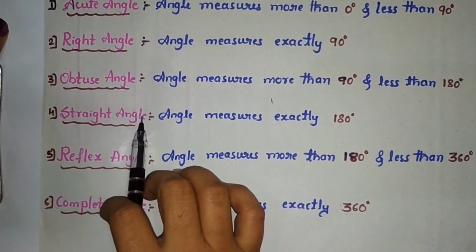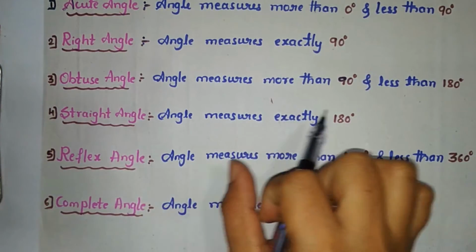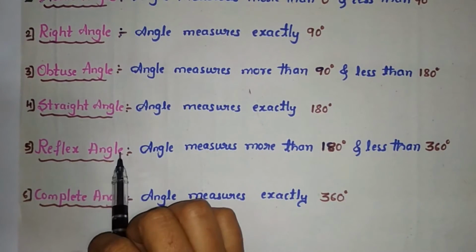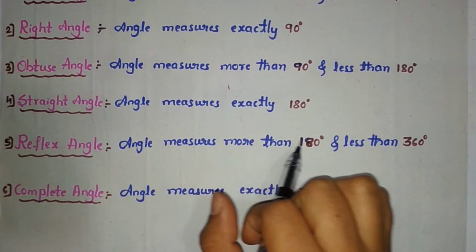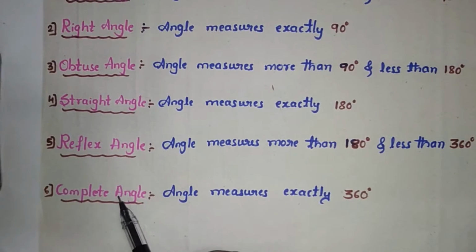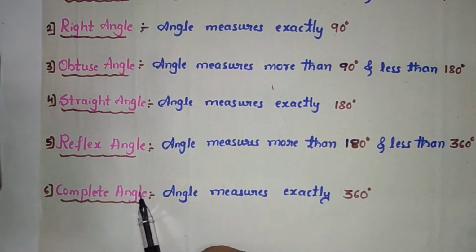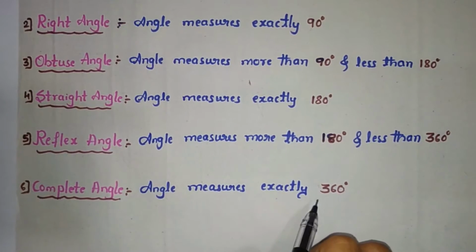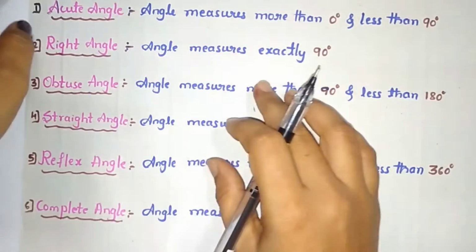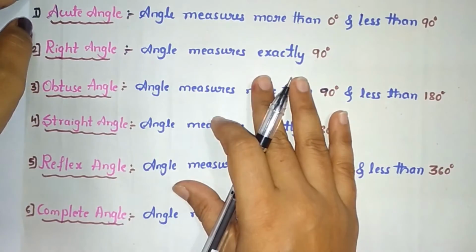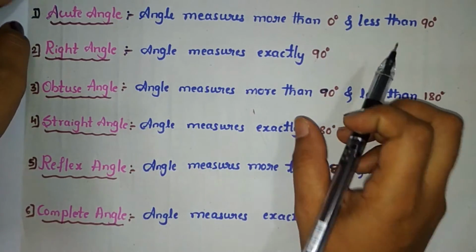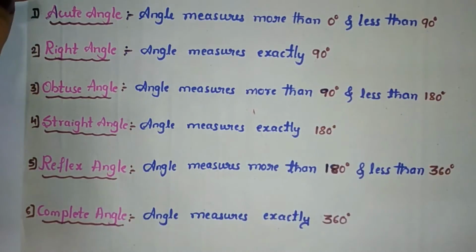Next comes straight angle. An angle that measures exactly 180 degree is called a straight angle. Reflex angle, an angle that measures more than 180 degree but less than 360 degree. Next, the last, the sixth one, complete angle. An angle that measures exactly 360 degree. After knowing the definitions, with examples it will be very clearly understood what these definitions are really saying. Okay, now we will move towards the examples.